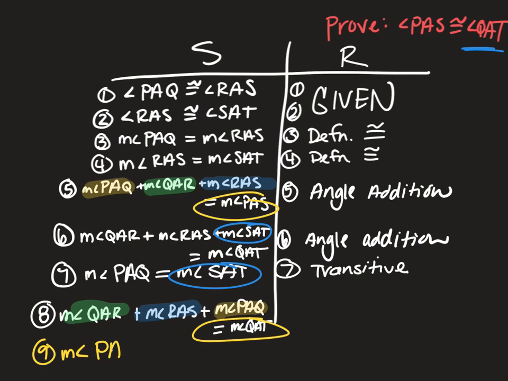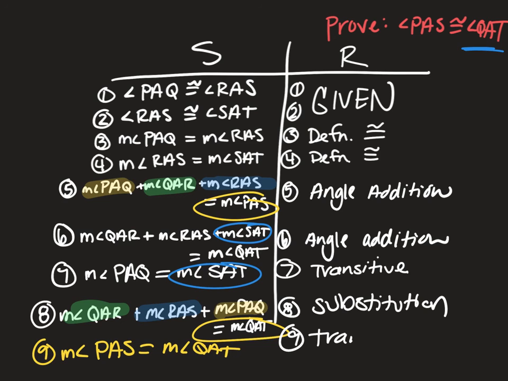I get it. Good job. Right, and then, oh, so 8 was substitution. And 9 is transitive. And I'm out of room, but your last step should be to make it congruent and use the definition of congruence.